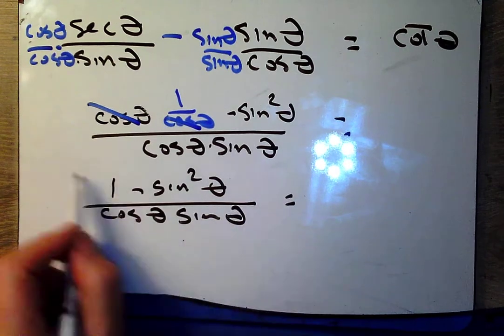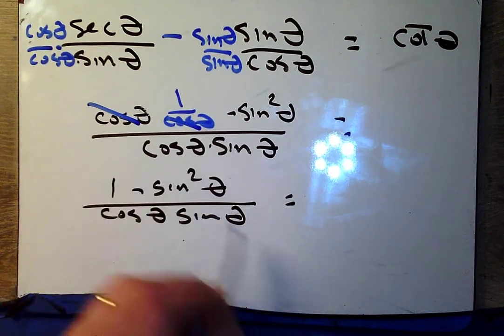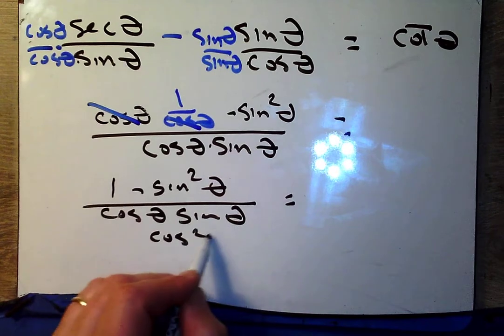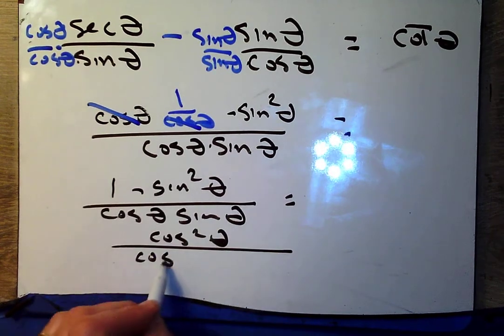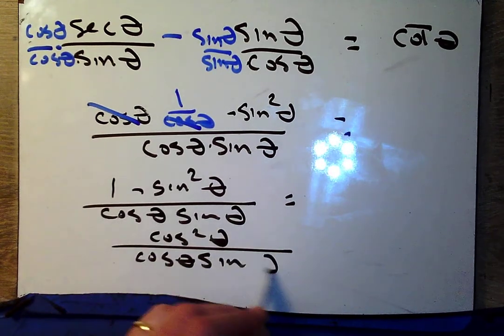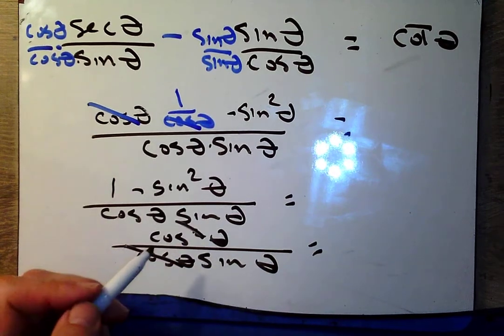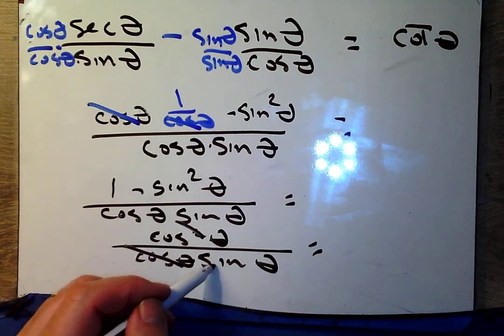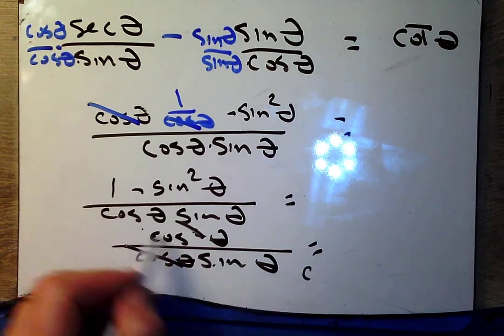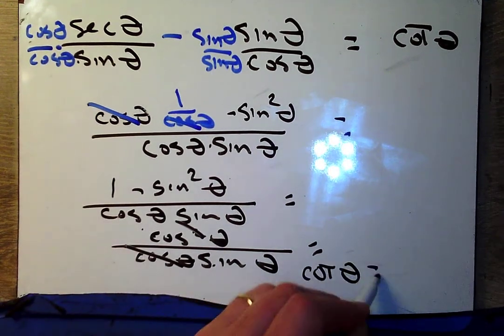And do we remember this Pythagorean? Sure, 1 minus sine squared is cosine squared. And now I can take a cosine and a cosine. Well, I'm left with cosine over cotangent, cosine over sine, and I know that that's cotangent.